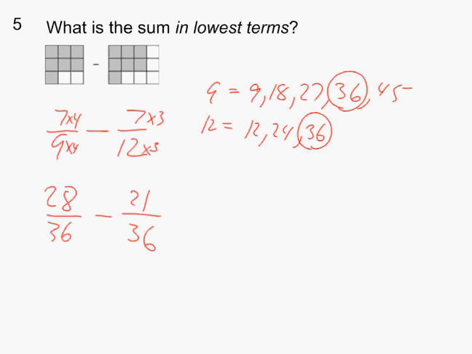Multiply each of these by 3. I get 21. You're going to subtract your numerators and you're going to keep your denominator. So 28 take away 21 is 7. So your answer in lowest terms is 7/36.